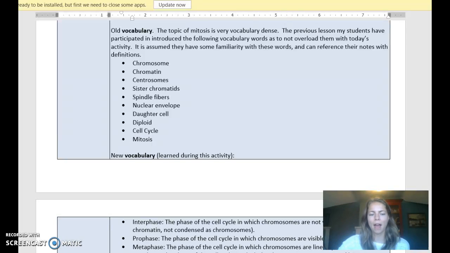So I have the intention of teaching this after a lesson before where I sort of taught this list of vocab words. So chromosome, chromatin, centrosomes, sister chromatids, spindle fibers, nuclear envelope, daughter cell, diploid, cell cycle, mitosis. So before I actually do the mitosis lesson plan that I've written up here, the previous lesson plan would be going over these words.